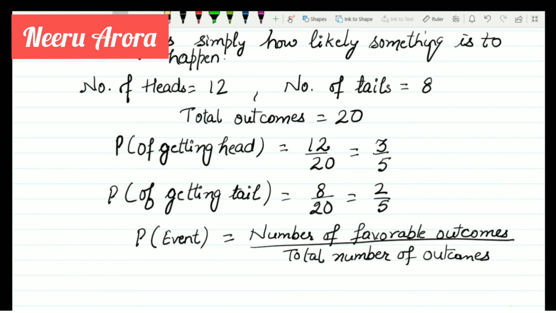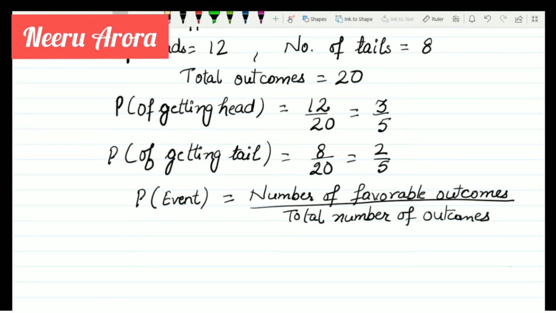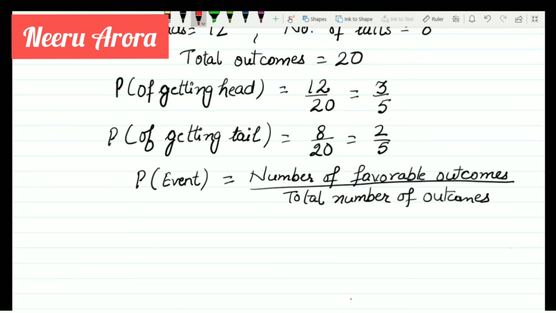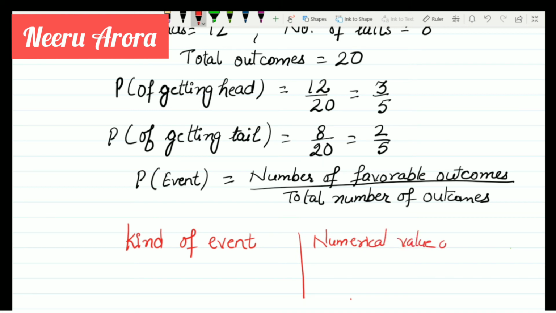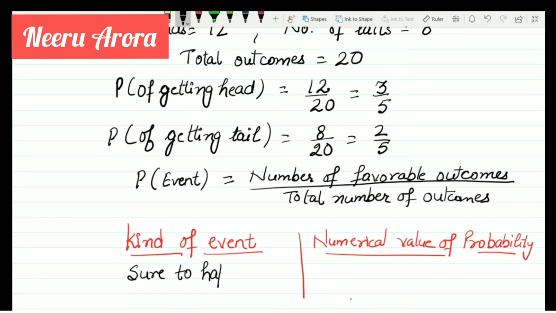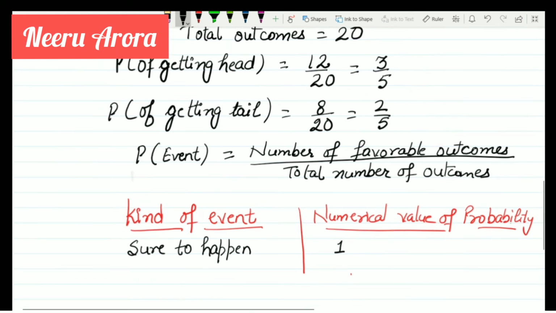Now let's learn some facts about probability: what kind of event it is, and what is its numerical value. If you have anything which is sure to happen, its probability is always 1. Its numerical value of probability is always 1.